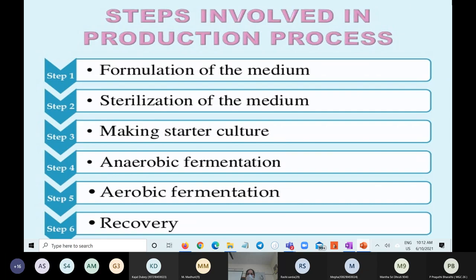First is the formulation of the media, second the sterilization of the media, third the starter culture preparation, fourth the fermentation. Once the fermentation is done, the last step is the recovery. Sometimes purification is also there, because on the industrial scale we have to prepare the things in the pure form. Once that is done, the packaging can be done, and the whole production procedure is complete.